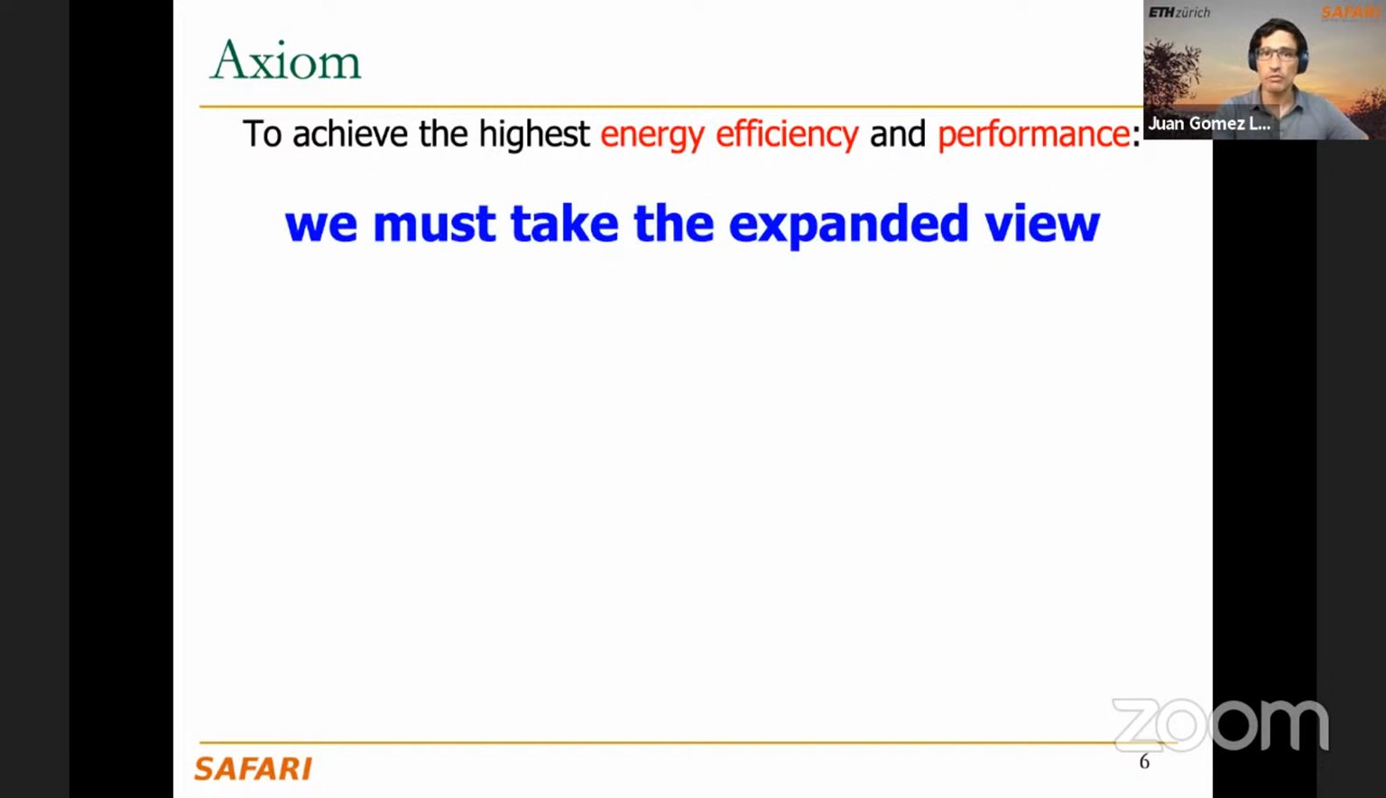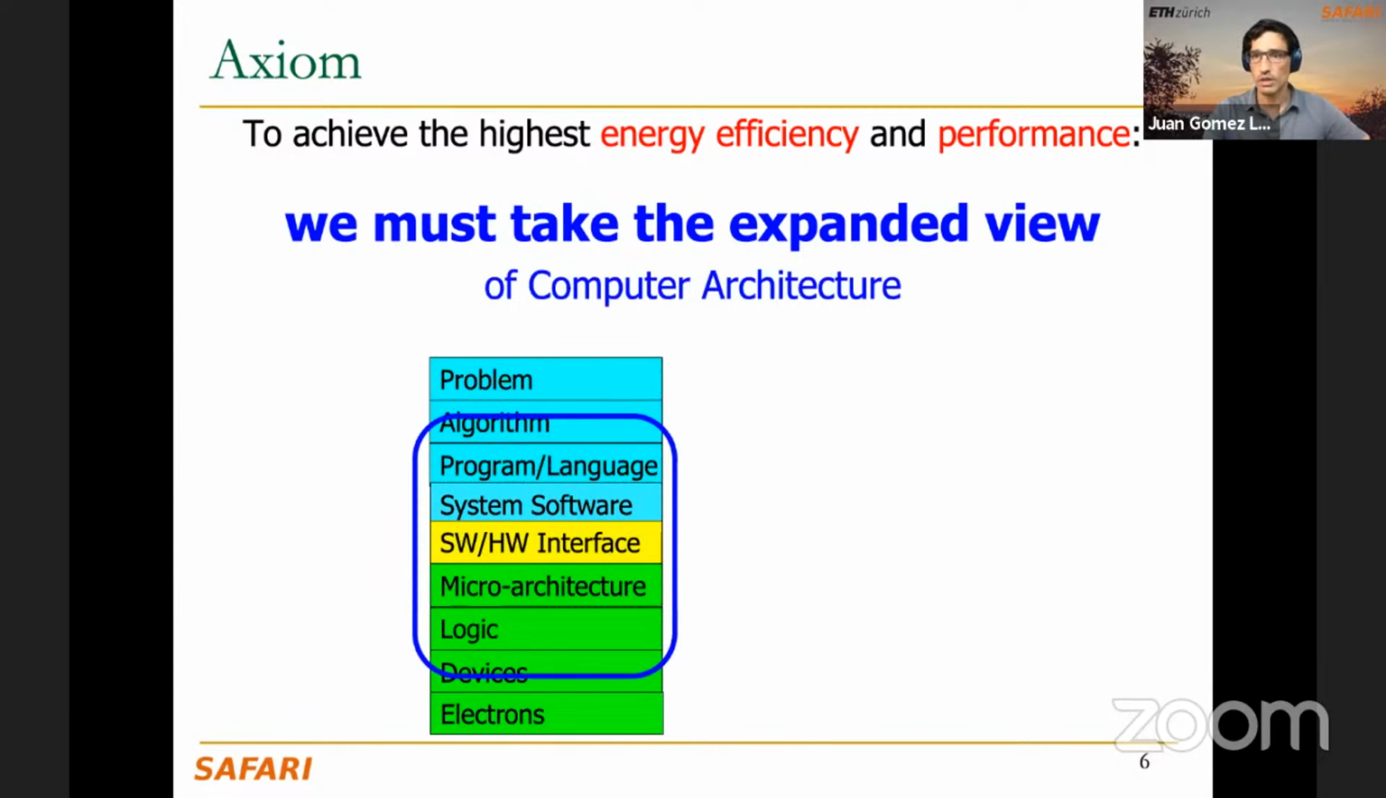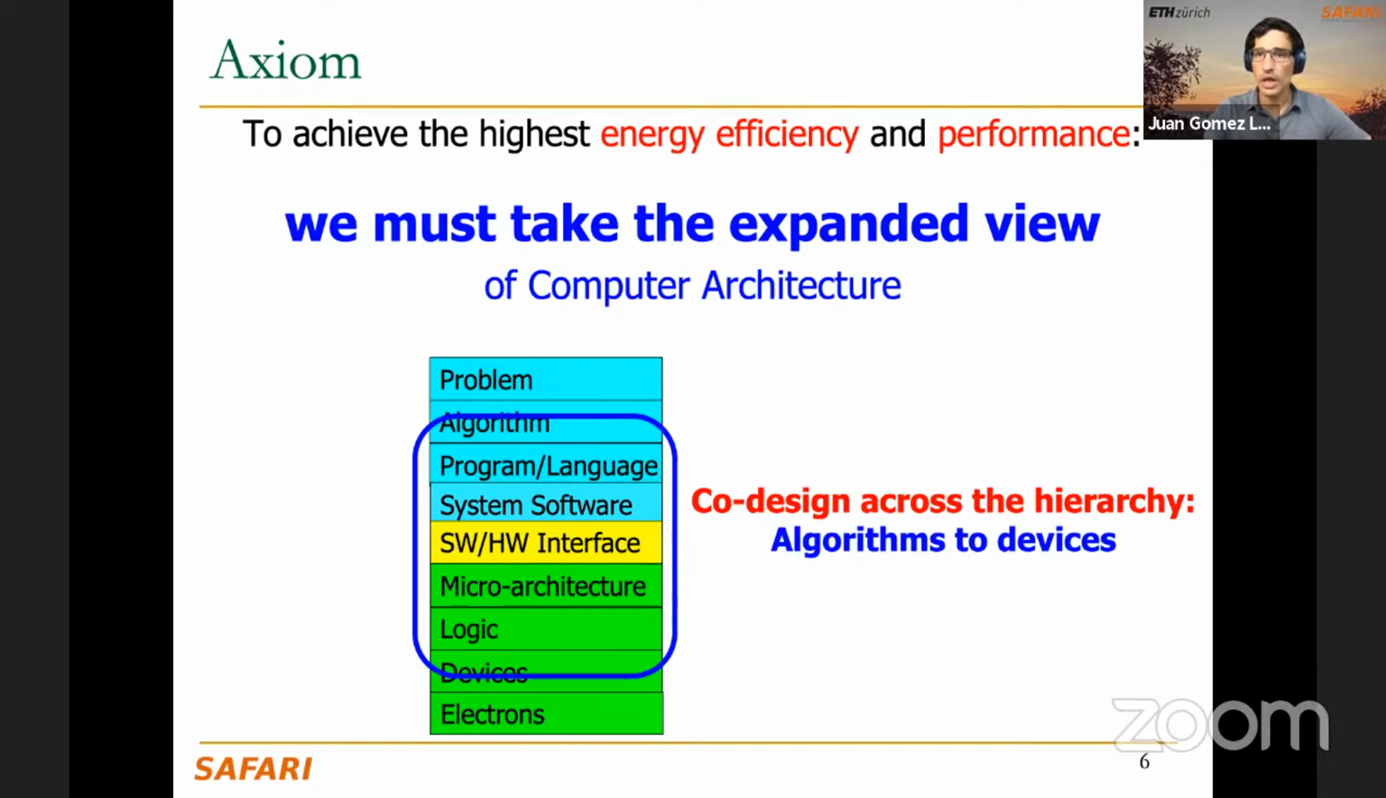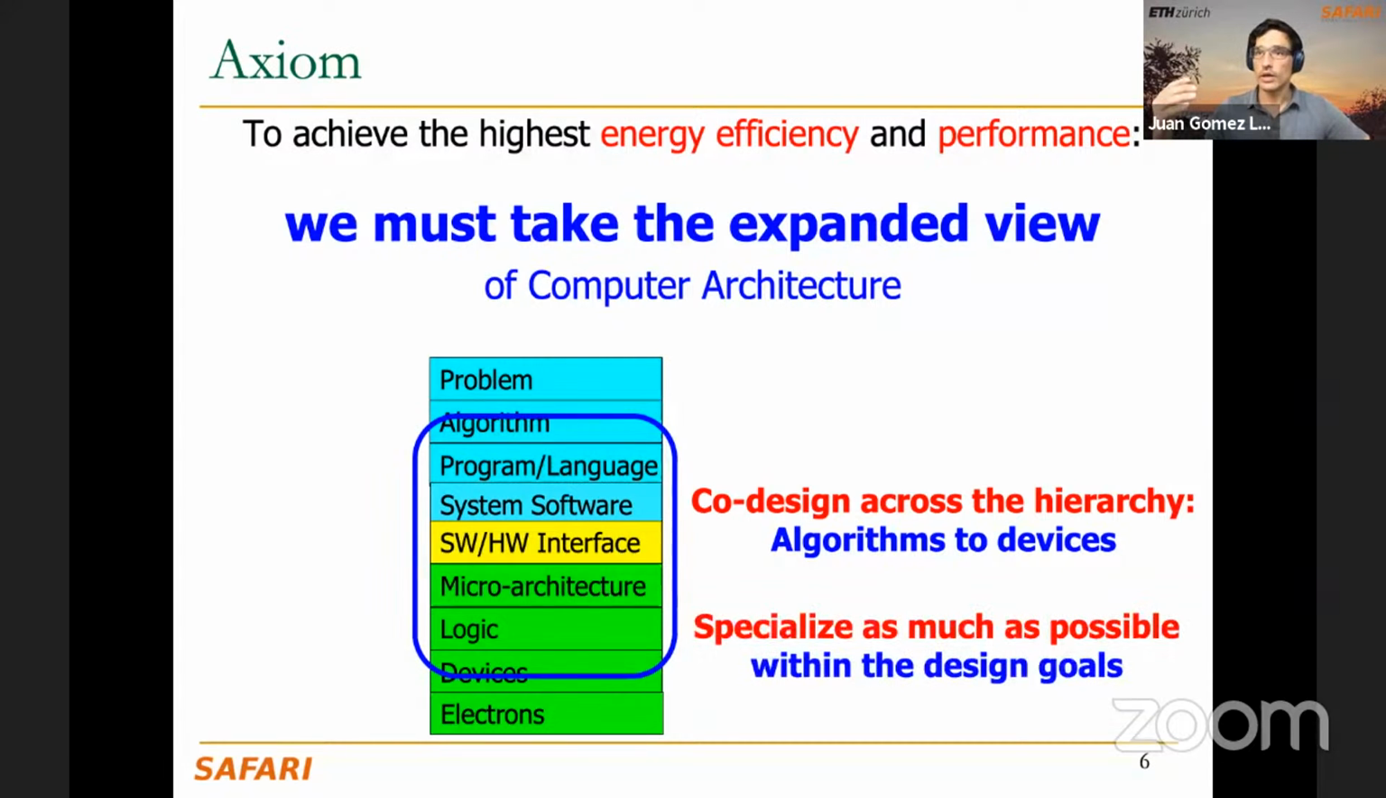So if you want to achieve all of these, you must take an expanded view of computer architecture, right? So it's something that spans from the topmost layers of this computing stack to the bottommost ones. And by doing this co-design across the hierarchy from algorithms to the device, we can achieve these goals much better and specialize much more.